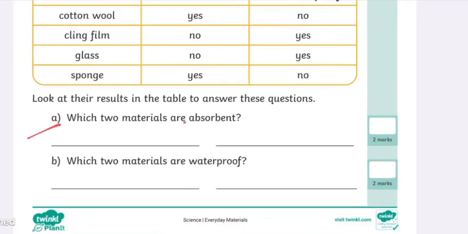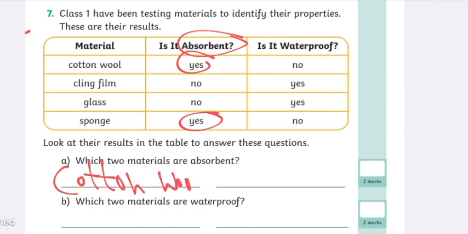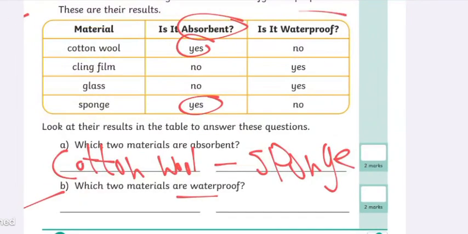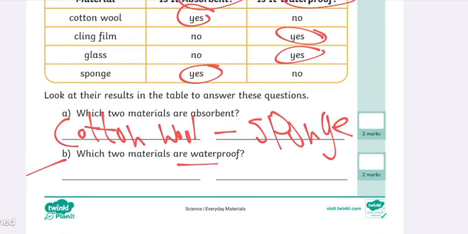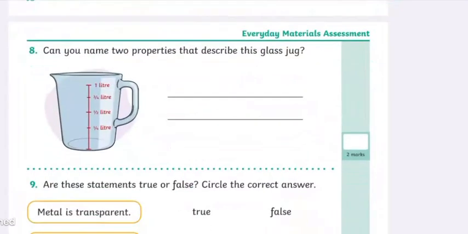So which two materials are absorbent? We look for the word absorbent and see which ones are yes. Which of them are yes? Cotton wool and sponge. That's right. And which two materials are waterproof? We look for waterproof and look for two yeses. Which two are yes? Cling film and the glass. That's right. Okay, turn the page.